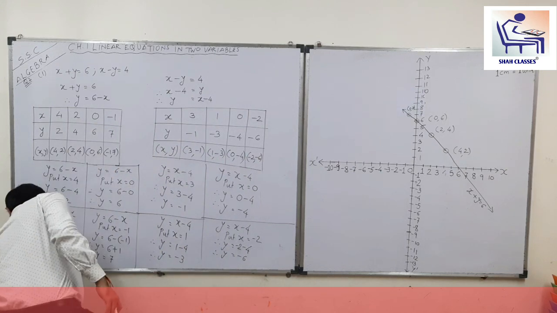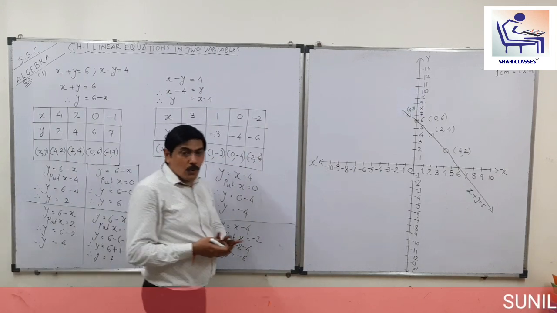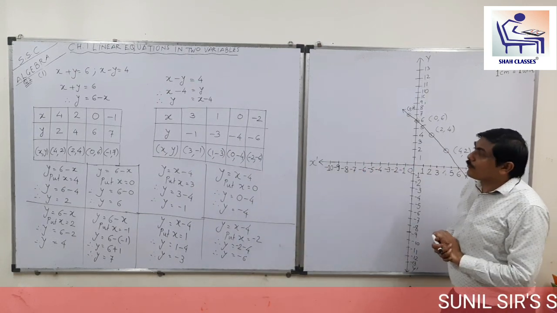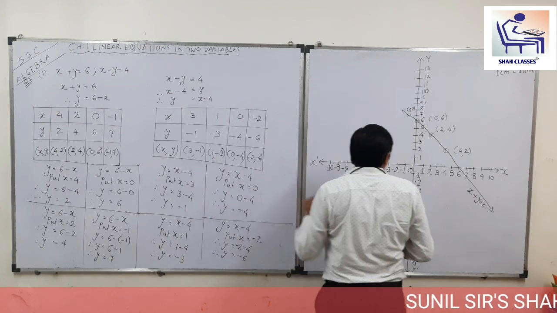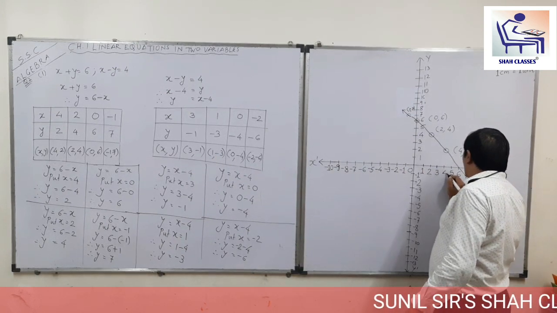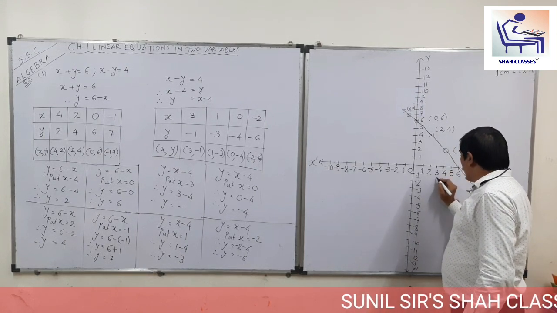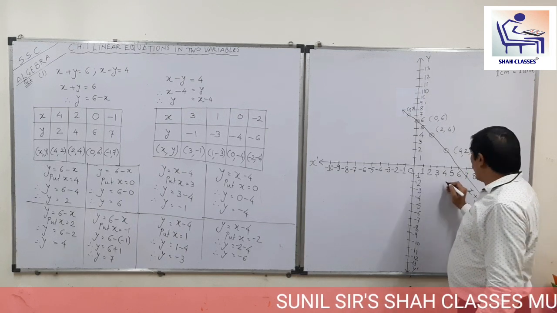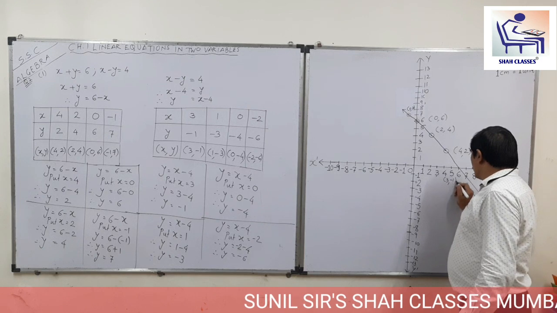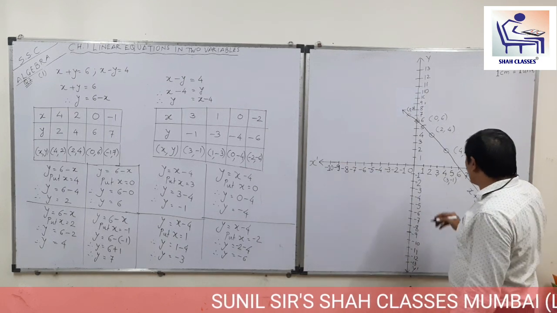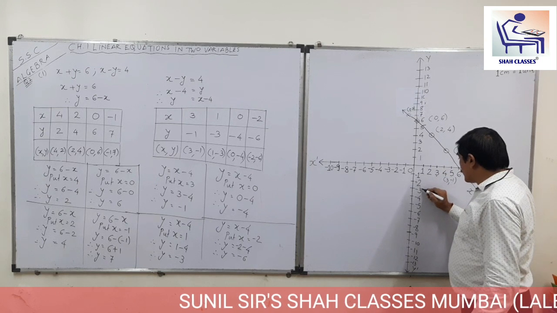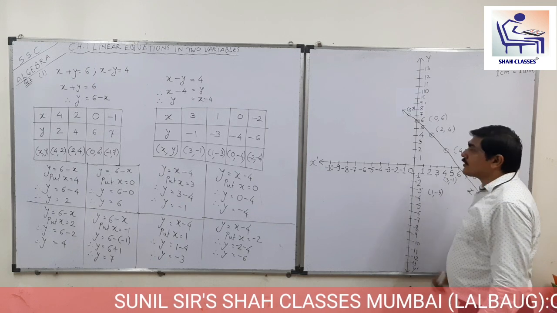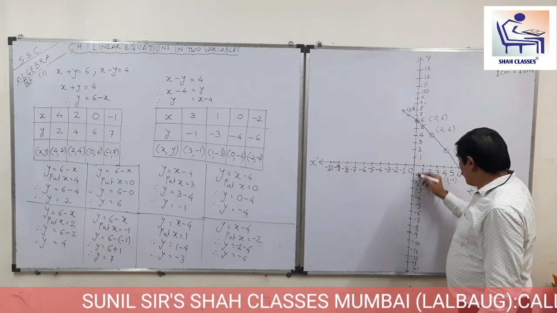Now we have found these 4 values. We have to plot these points here on this graph. So first is 3, -1. Here on the x-axis 3 and on the y-axis -1. We got this point 3, -1. Okay, now 1 and -3. We got this value here, 1, -3.